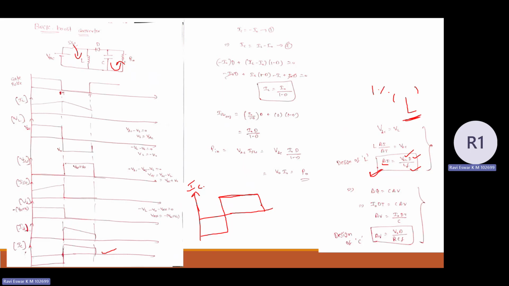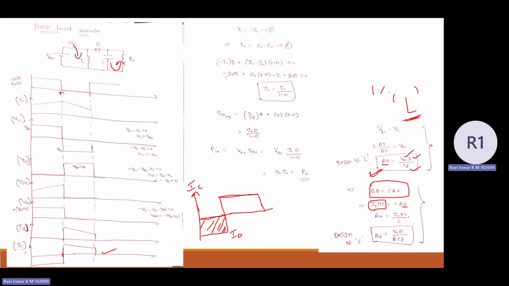From this, I can write the change in Q, del Q, as I naught into dt. I am just finding the area under the curve. Here the length is I naught. What is the breadth here? T on, which I can write as D into T, where D is the duty cycle, T on by T. So I naught into T on, I can write as I naught into D into T. The change in Q equals C into change in V, because this is well known to us, the same equation we saw in buck and boost operation. So from this I can write del V as I naught D into T by C.